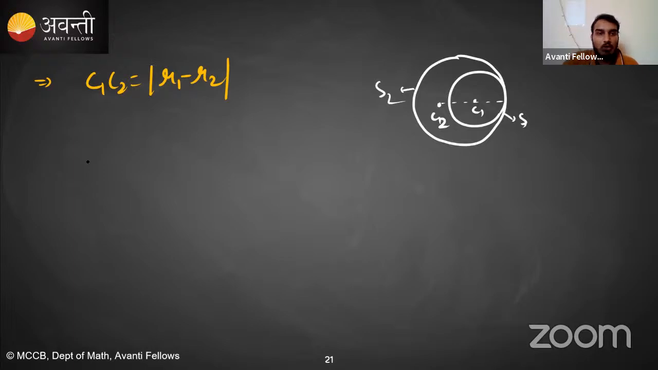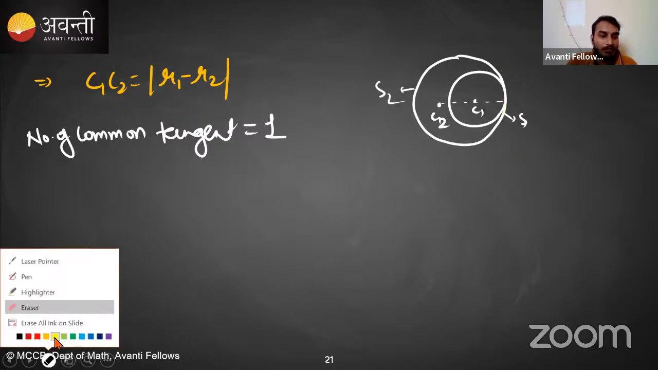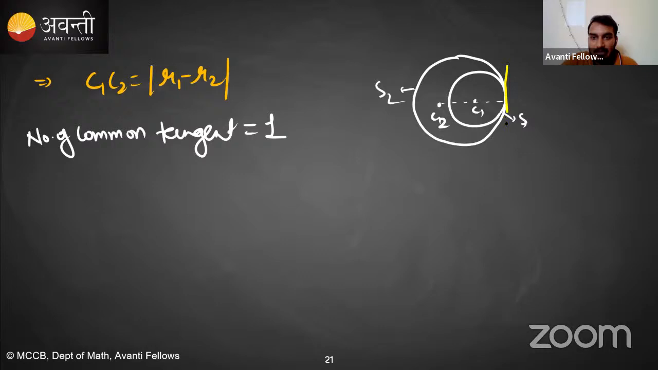Yes or no? So what is the number of common tangents then? Number of common tangents is one only. Yes or no? So this is the only common tangent which is possible. Is this clear, students? Everyone quickly respond to me in the chat box. Okay. Yes, very good, Subham, very good.